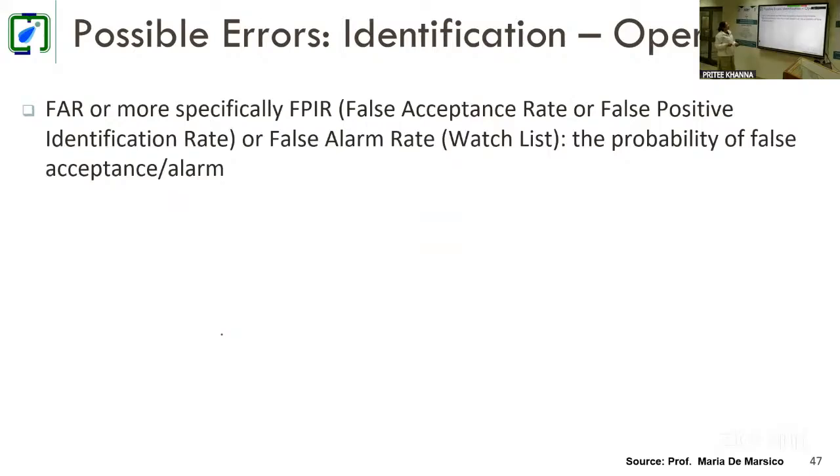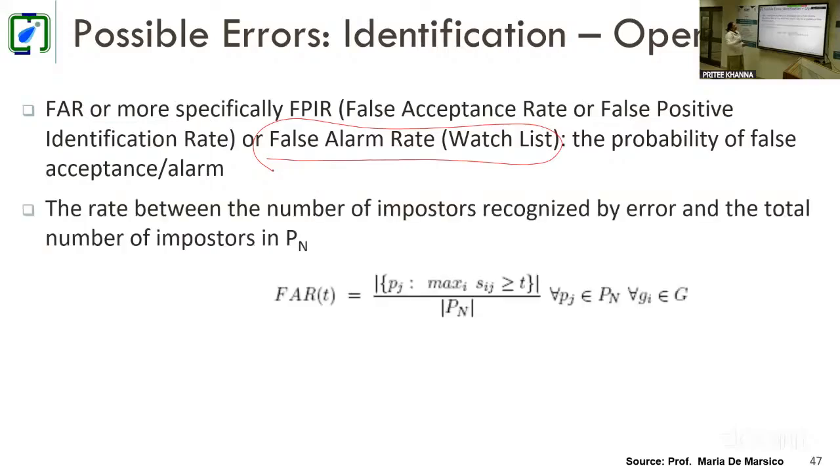So here we say false acceptance rate, or false positive identification rate, or you can say false alarm rate. False alarm rates are difficult, right? Your system is saying someone is in the database. Earlier, what was the tag with biometrics? People don't like to give biometrics because they feel it is related to crime and all these things. So here we are saying false alarm rate, that is what we call a watch list.